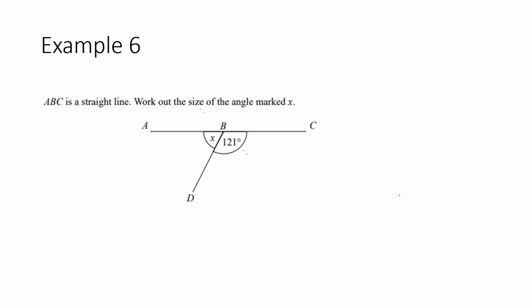Another example, ABC is a straight line, so ABC is a straight line, go straight across, work out the size of angle x. So very similar, you know that half turn is 180 degrees. You're going to take away what's given to you, which is 121. When you do 180, subtract 121, you get a value of 59 degrees. So x is equal to 59 degrees.